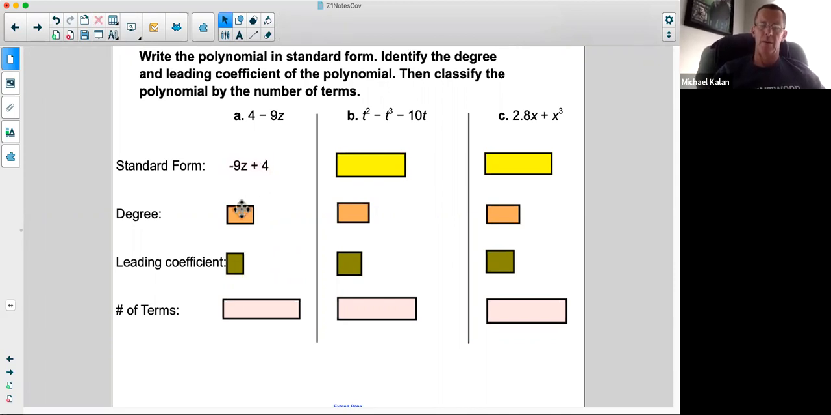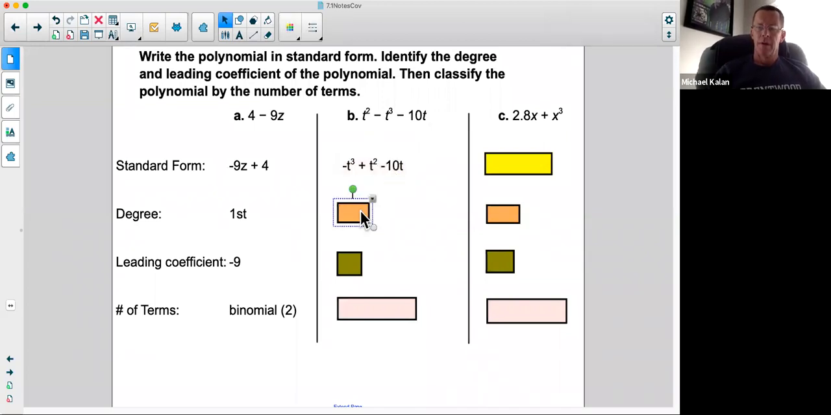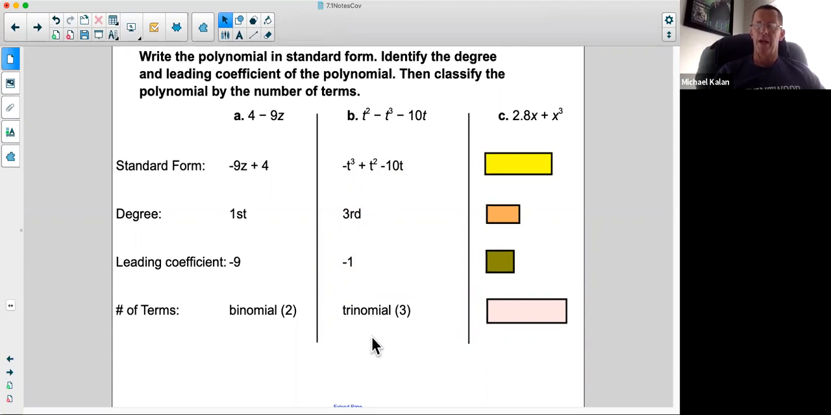Okay, so what's standard form for this one? Said that. What's the degree? Well, this is to the first. This is like 4z to the 0, so it's first. Leading coefficient is -9, and how many terms? 2, so it's a binomial. All right, try this one. Pause it. Okay, if we got that, third degree, -1, and it's a trinomial.